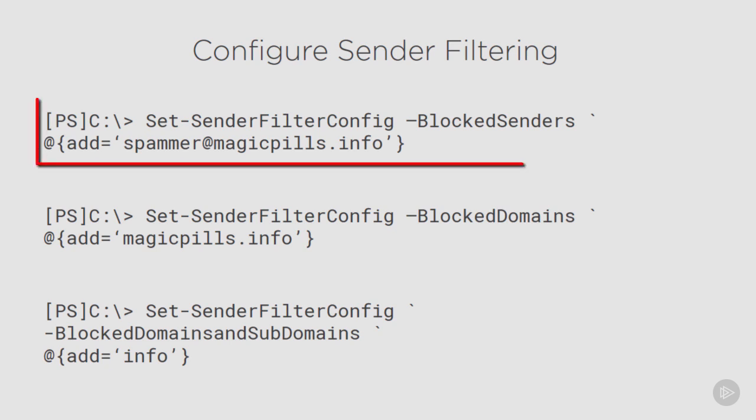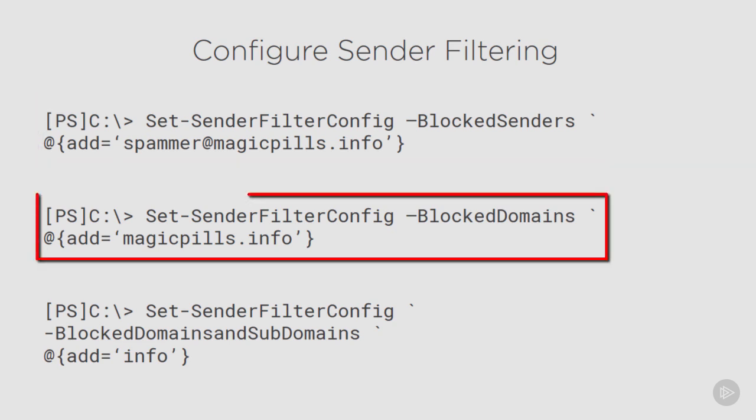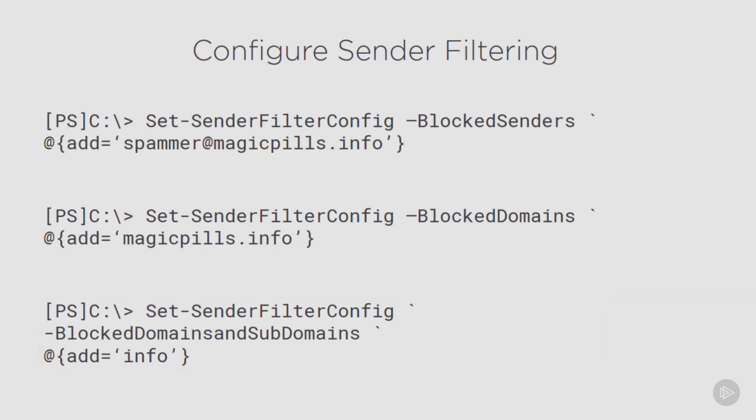You can set sender filter config and add to your blocked senders list either a full email address or just a domain name, or you can also block domains and subdomains, and this is a very powerful option because it means that you can block entire top-level domains. So if you're receiving nothing but spam from a particular top-level domain or a country domain, you can just block that entire domain using the sender filter config.